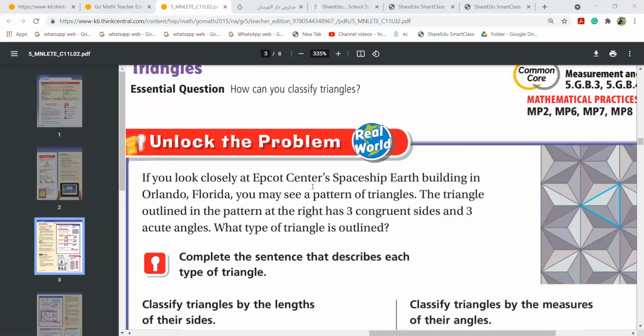Do you know what is a triangle? If I ask, what is a triangle? Tina, how many sides does a triangle have?